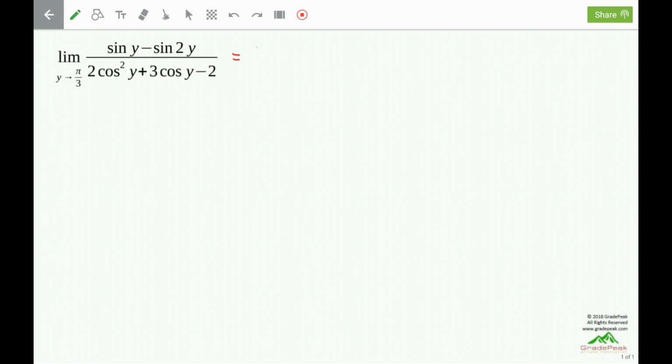So in the numerator, that will give us sine of pi over 3 minus sine of 2 pi over 3, divided by 2 cosine of pi over 3 squared plus 3 cosine of pi over 3 minus 2.